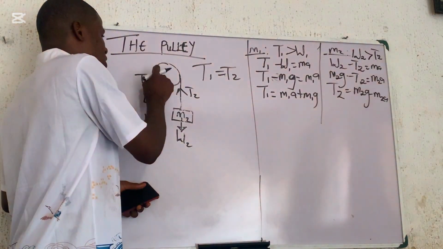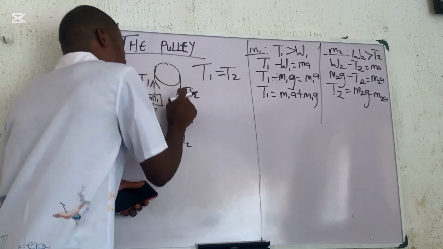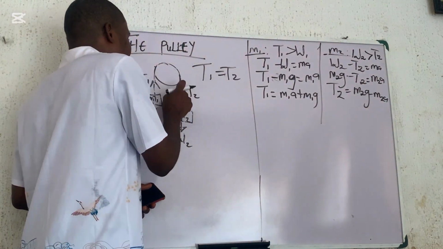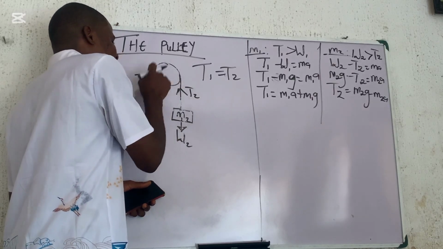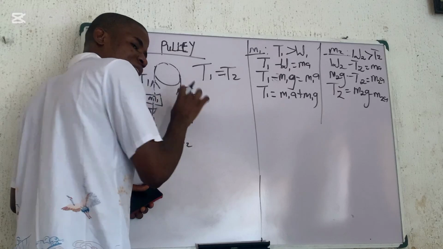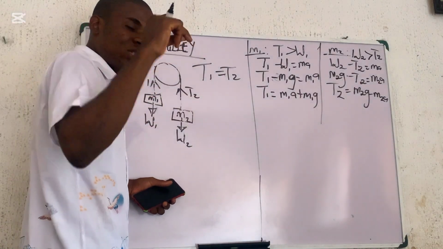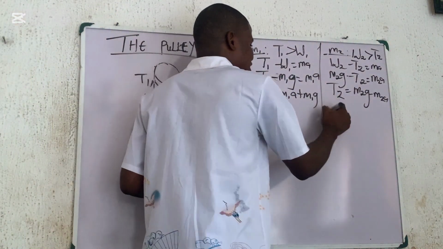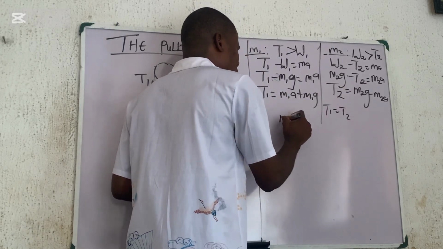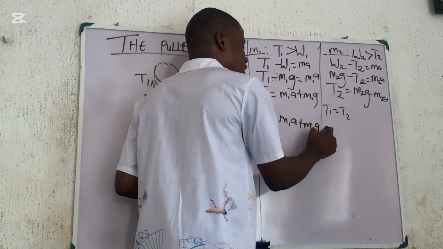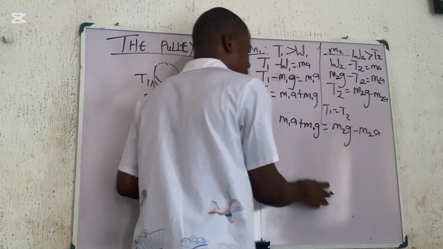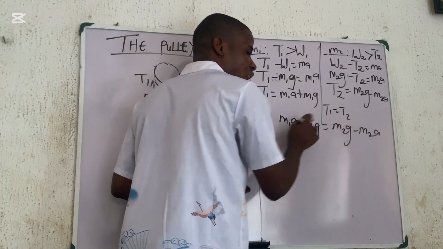But now, understand that this is a wheel, and you passed a rope over it, so we are talking about one rope. Since this is just one rope, the tension on the rope beside mass 1 and the tension on the rope beside mass 2 are the same. So T1 is equal to T2. Who is T1? T1 is M1A plus M1G, equal to T2, and T2 is M2G minus M2A.